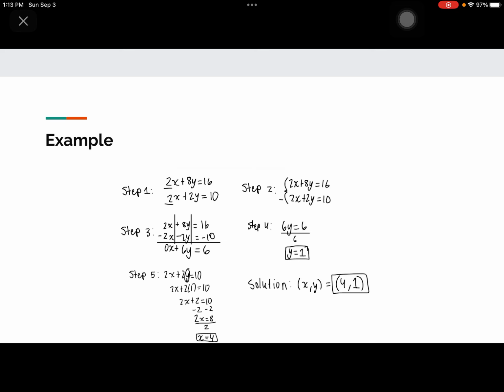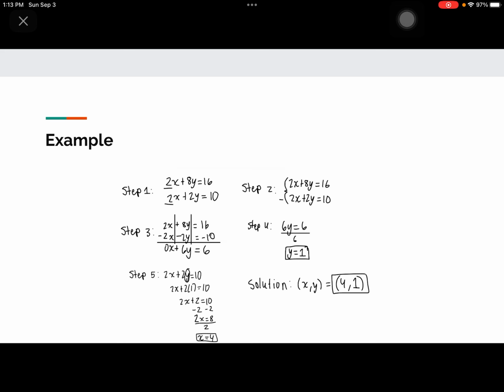As you can see in the second step, I actually put the negative sign to indicate that we're subtracting it. And then we break it down into individual components in step 3. So 2x minus 2x equals 0x, right, which is 0. 8y minus 2y is equal to 6y. 16 minus 10 is equal to 6. So at the end, we are left with 6y equals 6. And if we divide both sides by 6, we will get y equals 1.